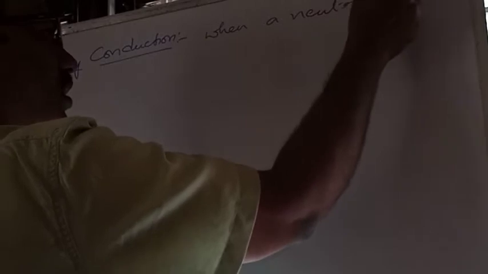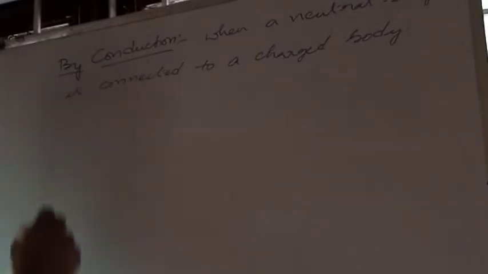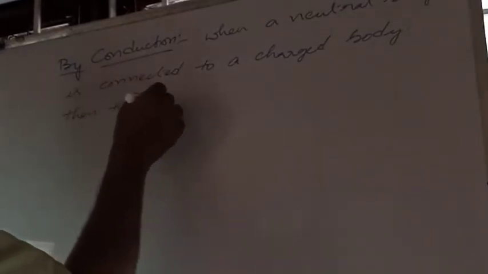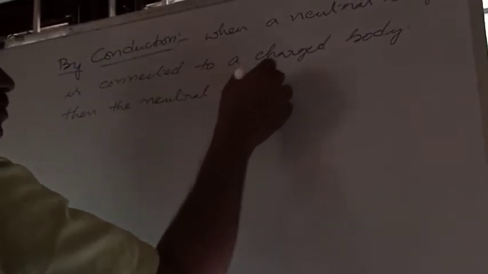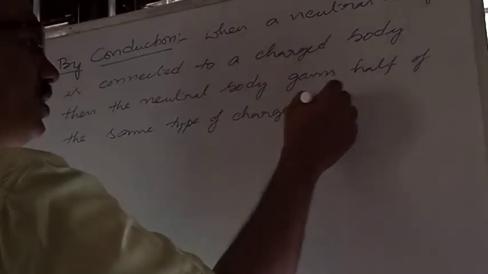So when a neutral body is connected to a charged body, then the neutral body gains half of the charge, a same type of charge, half of the same type of charge which is on the charged body.